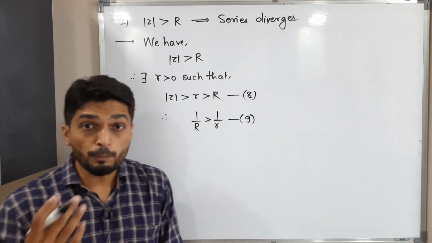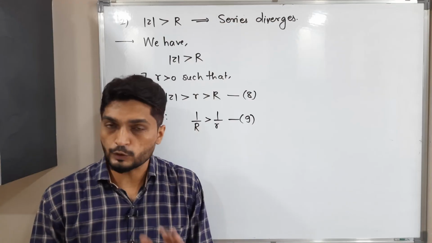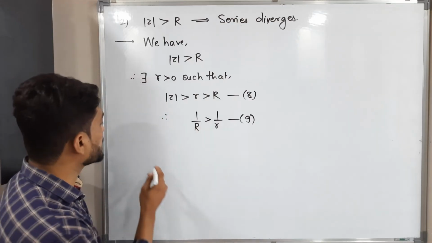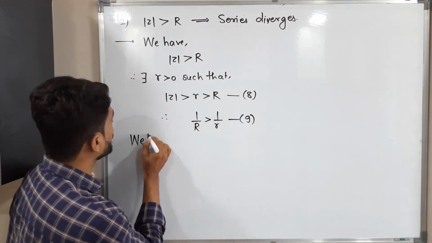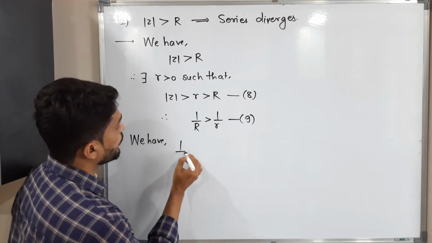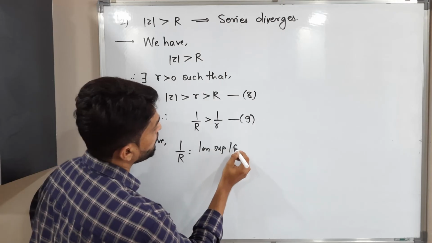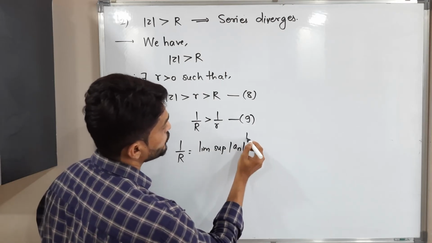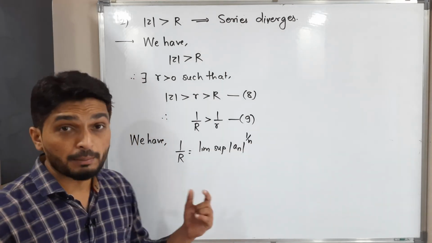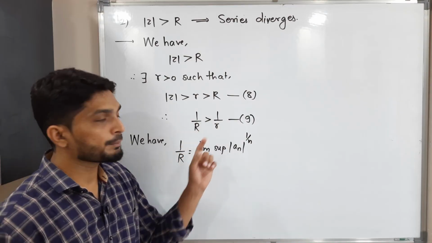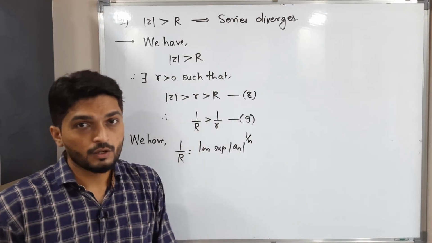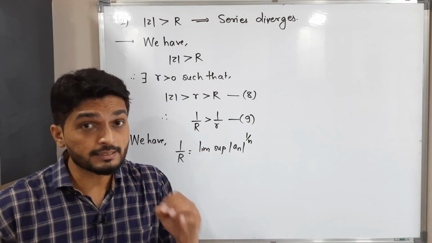Let us go back to the definition of capital R. What is the definition of capital R? Let me write it here. 1 by capital R is equal to limit supremum of mod a_n raised to 1 by n. It's a supremum, and this 1 by small r is less than that. It's less than the supremum.